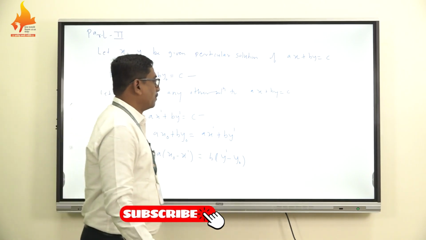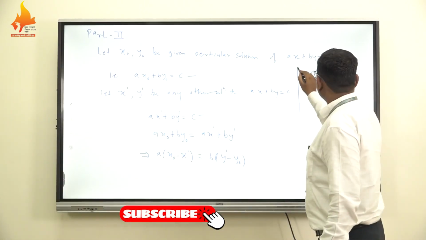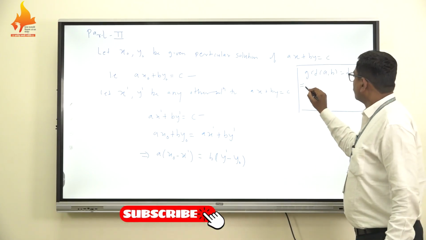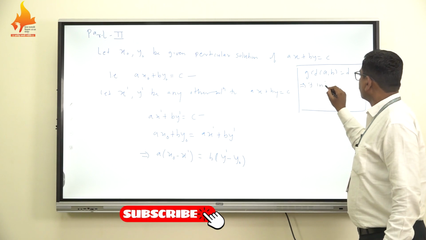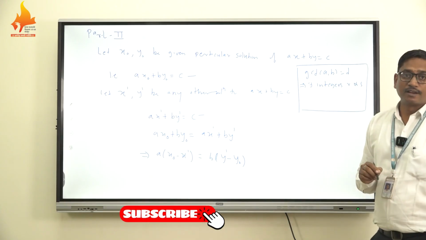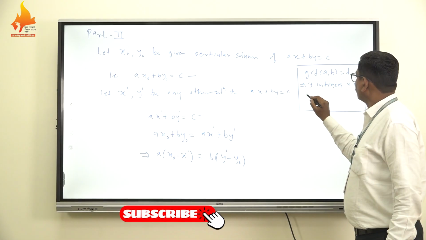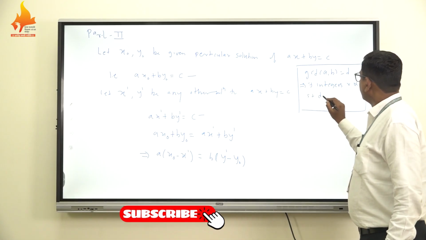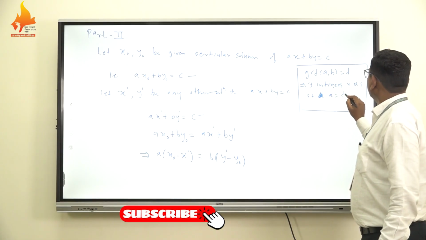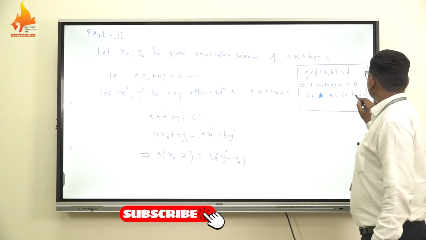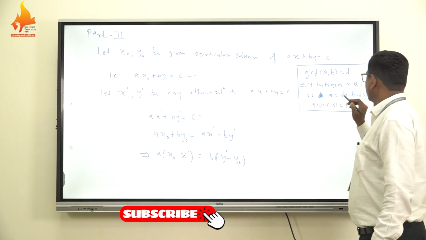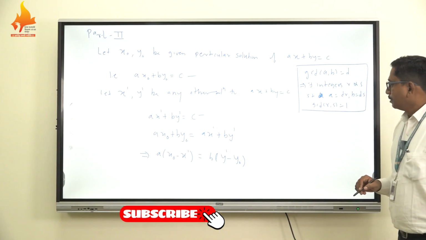We know that the GCD of a comma b is d. That means there exist integers r and s, which are relatively prime, such that a is d into r and b is d into s, where the GCD of r comma s is 1. So use this fact here and put the values of a and b.